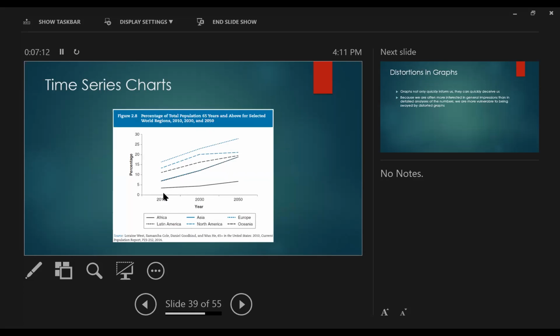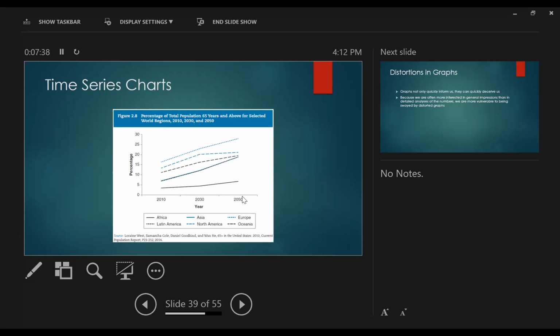So this is in 2010, you see where they are, 2030, 2050. So this is using a time series chart to predict trends in aging adults based on what we're seeing in terms of birth rates. And it compares them with different continents. So there's definitely a point in time where time series charts are helpful. They're helpful in predicting, but they can also be helpful in showing longitudinal data.